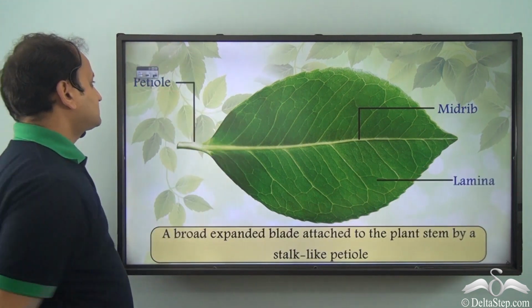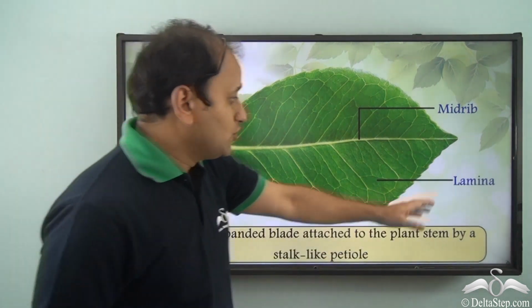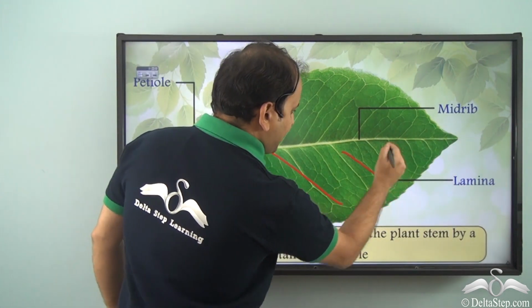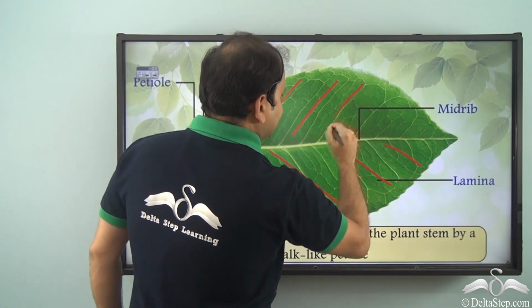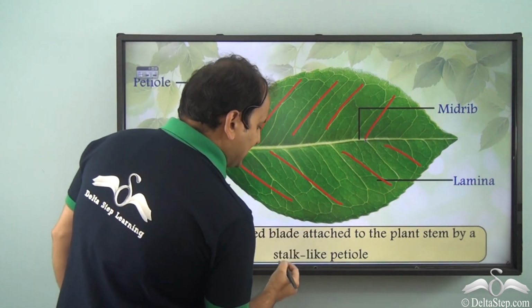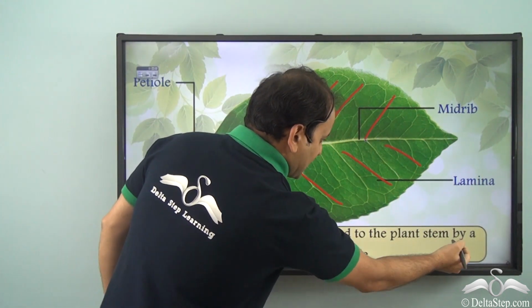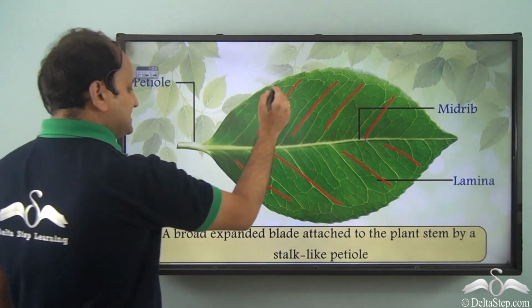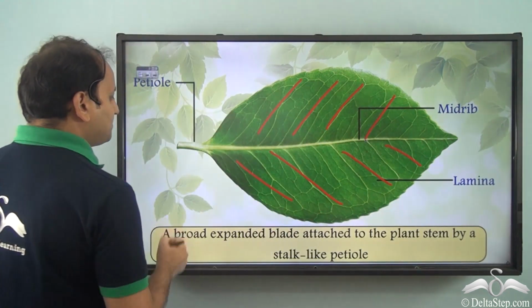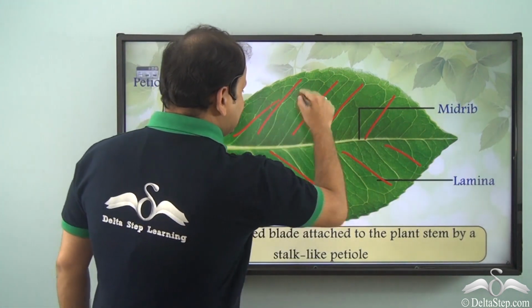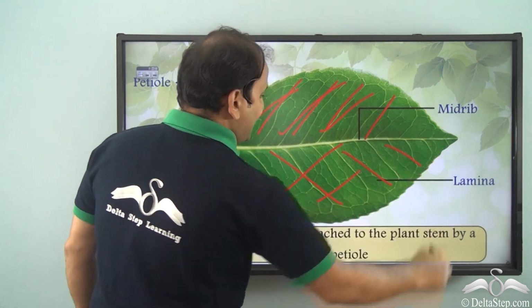Now let's come to lamina. So this entire part, this green part here, this is lamina. So a broad expanded blade attached to the plant stem by a stalk like petiole. So this entire thing is attached to the plant by this stalk like petiole. So this entire part is called lamina.